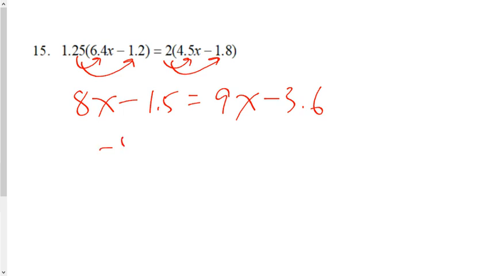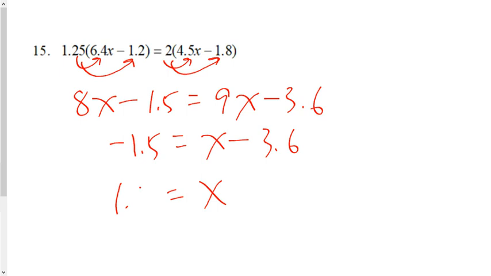Subtract 8x from both sides. Well, that's messy. Negative 1.5 equals x minus 3.6. That's if you subtract 8x from both sides. If you add 3.6 to both sides, 1.8. Is that right? No, 1.1. No, 2.1. x equals 2.1 if you add 3.6 to both sides.